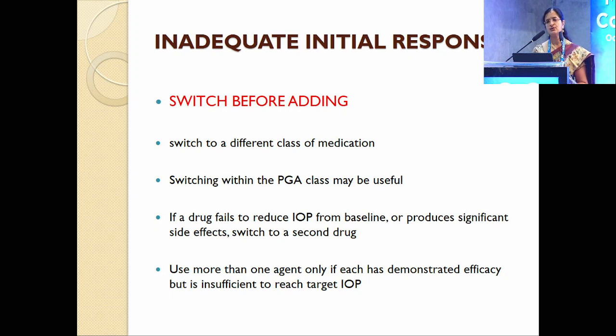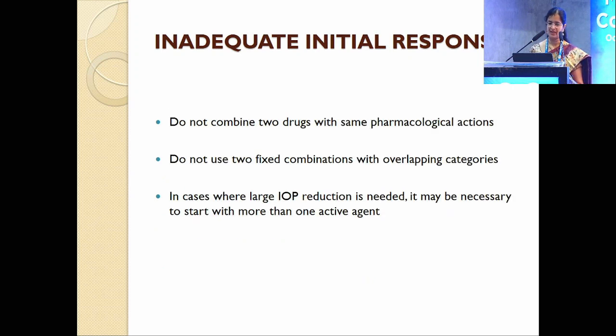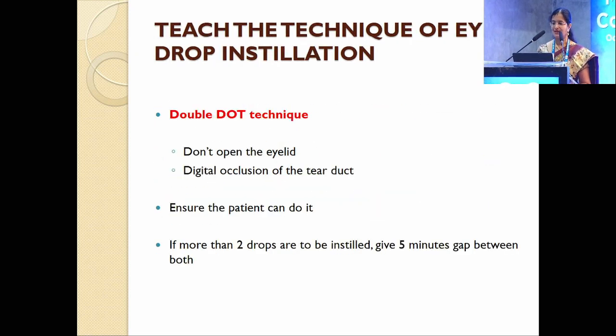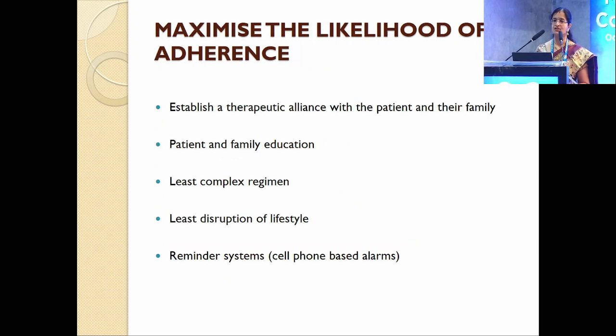You can even switch to a different prostaglandin. Sometimes that prostaglandin might not work, but some other prostaglandin might work for that patient. If it is still not coming down, then you can add one more medication. Do not combine two drugs with the same pharmacological actions. Do not use two fixed drug combinations with overlapping categories. Sometimes when the initial pressure is very high, that is above 40, then you can start them on more than one medication initially itself.